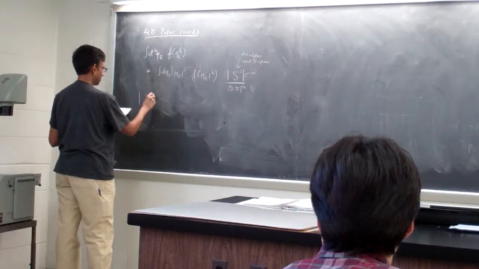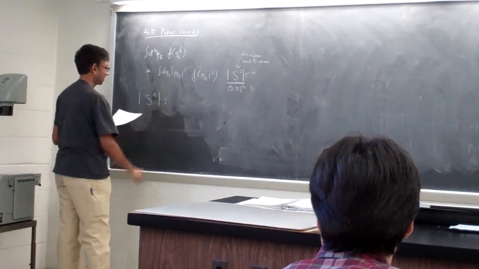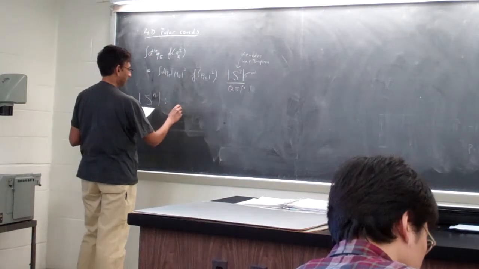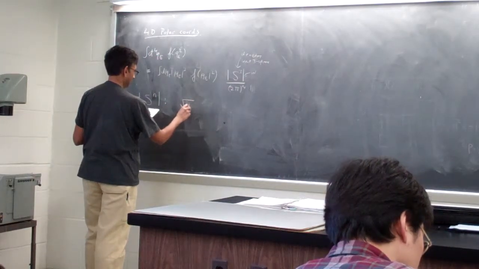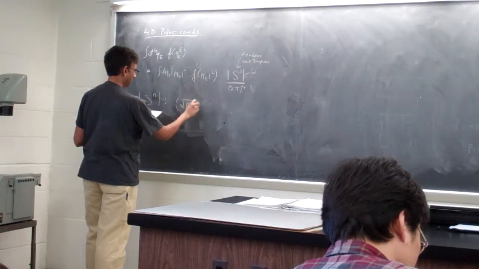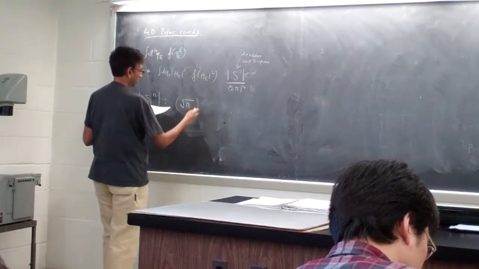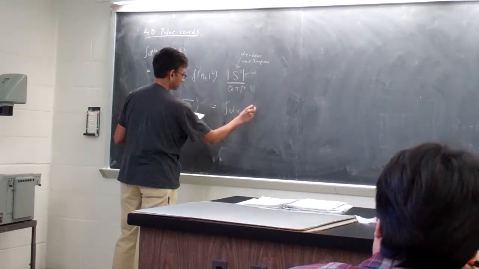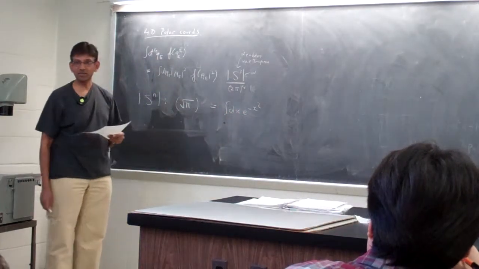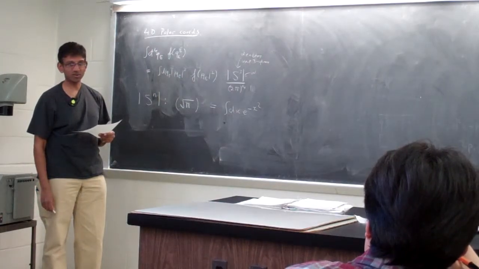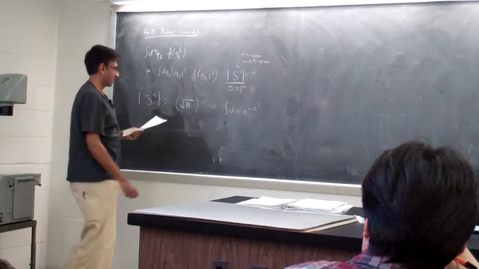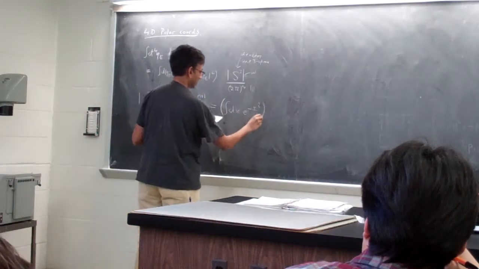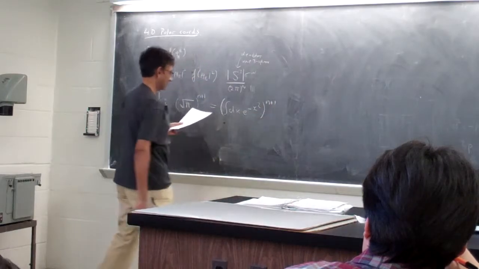The subject of this digression is this. Here's the trick. Root pi is equal to the integral dx e to the minus x squared. This is a stock standard integral. Everybody's supposed to know how to derive that. If I take it to the n plus first power, I just get that.